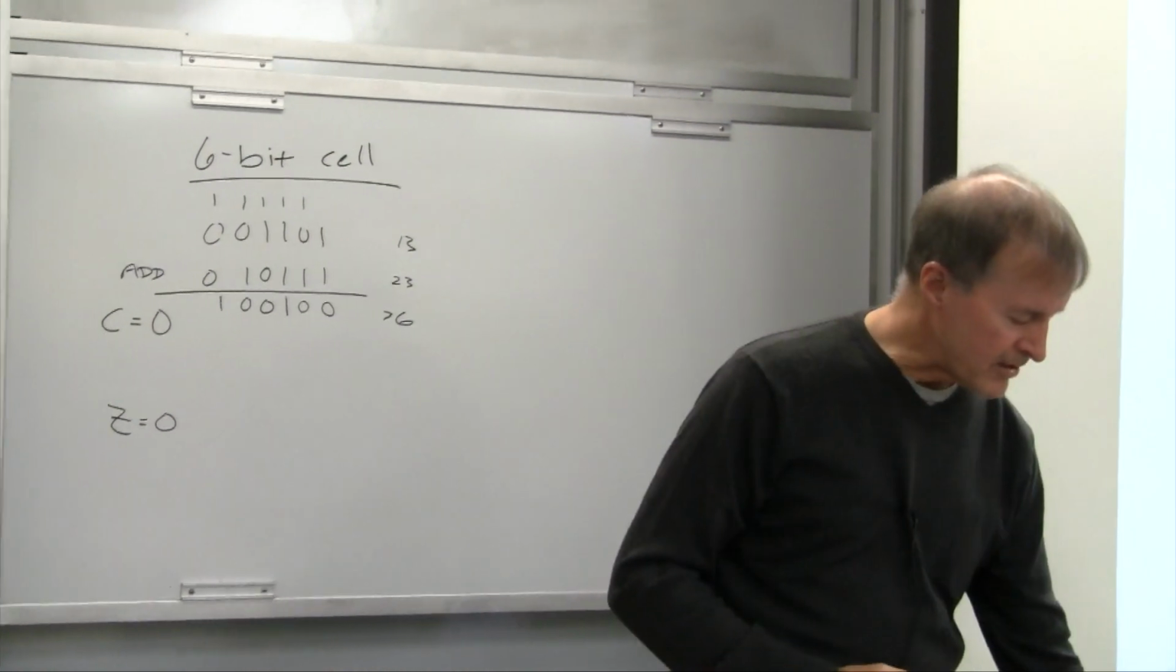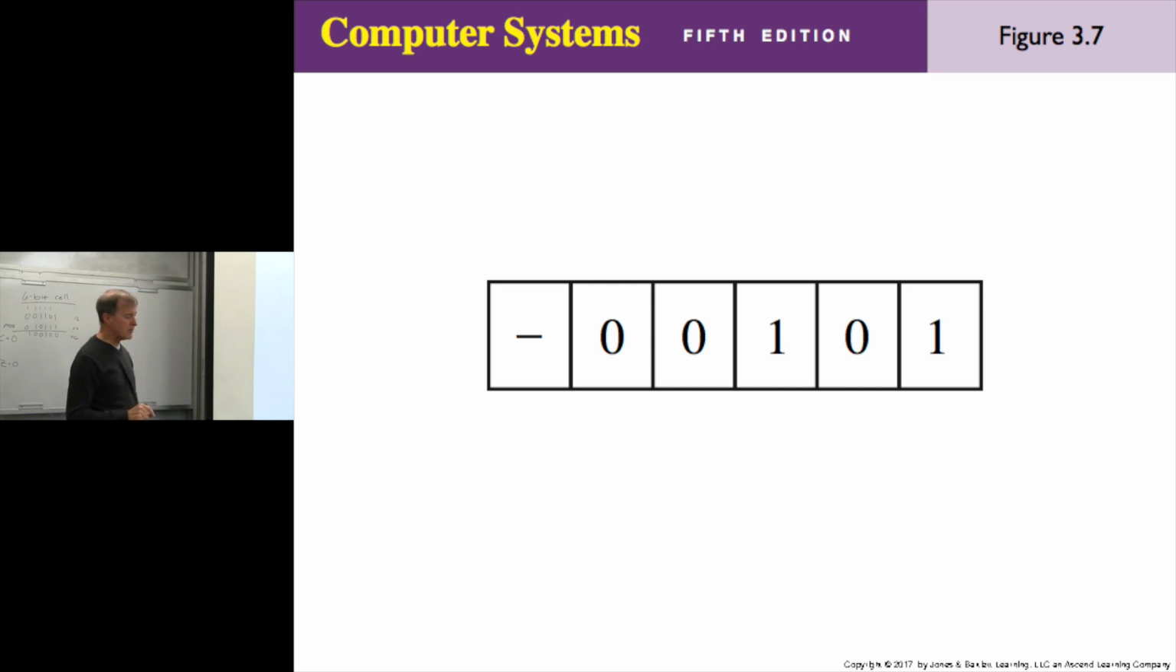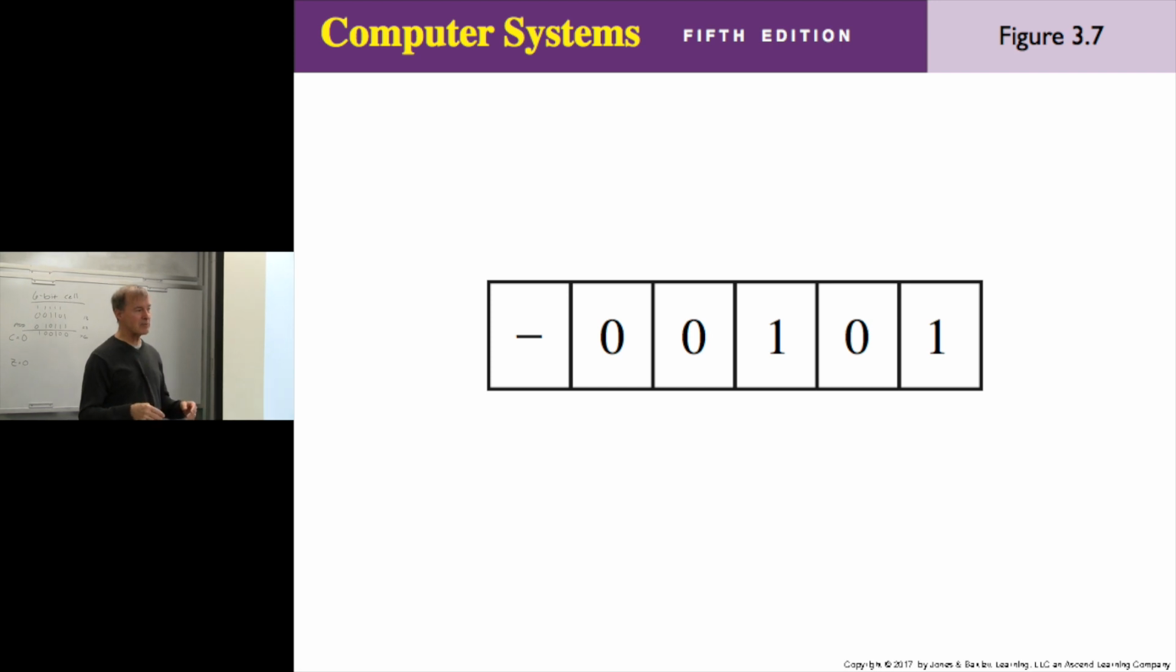All right, now the next question is, suppose we have this 6-bit cell, and we want to store -5. Now we are talking not about unsigned numbers, but signed numbers. How do we store negative numbers? Now this is really interesting. Because in decimal, how do you write down a -5? You put a hyphen, and then you just write down 5.